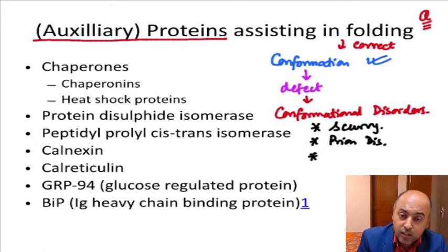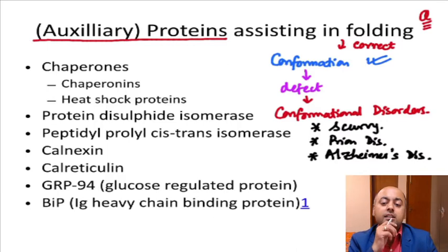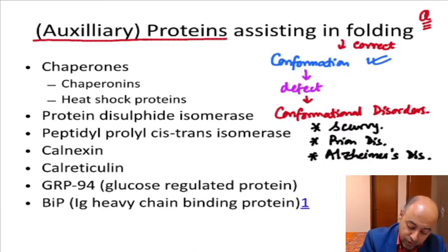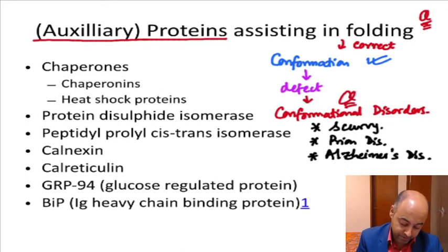And then another name in this list is the Alzheimer's disease. Okay, Alzheimer's disease is also an example of the conformational disorder. Okay, so these are 2 points which you have to remember. Number 1, which are the auxiliary proteins, and number 2, examples of the conformational disorders.